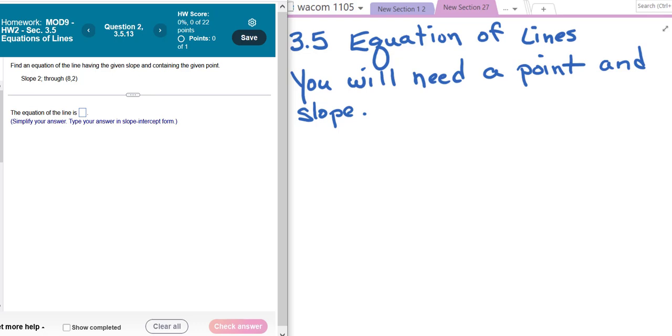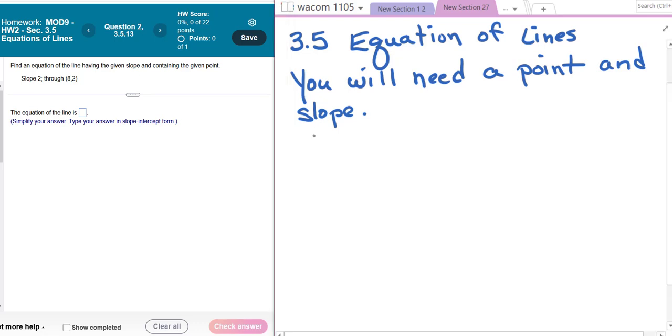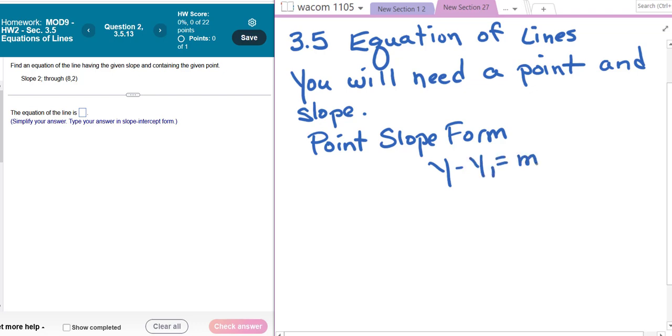Our formulas for equation of the line, one is point slope formula. Point slope form. And this is y minus y1 equals m times x minus x1. And you need 1 point and a slope to use this form. Your slope goes into the m. Your point goes into the one with the subscripts. You keep the regular y and the regular x. Right? So you need to know that one.